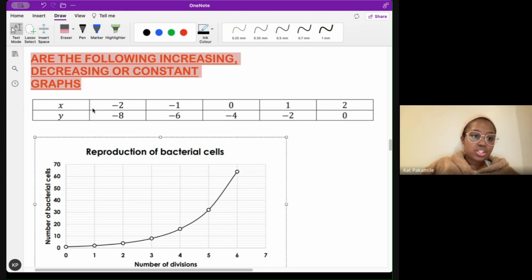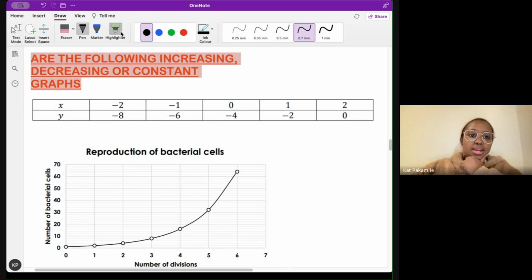Okay, let's look. First, we're going to look at our x variable, which means these values at the top of the table here, these ones. Are those values increasing or decreasing? I have a -2, -1, 0, a 1, and 2. Are they increasing or decreasing? That's true, Alice. These values on the x are increasing.